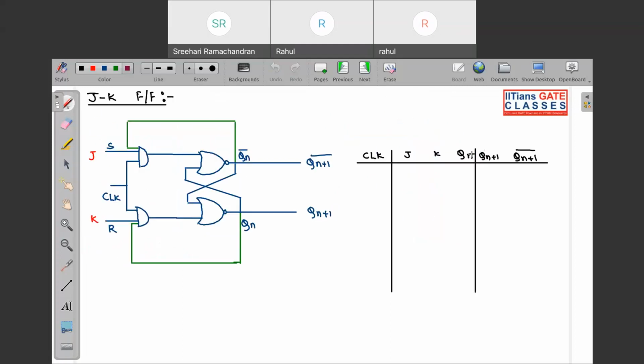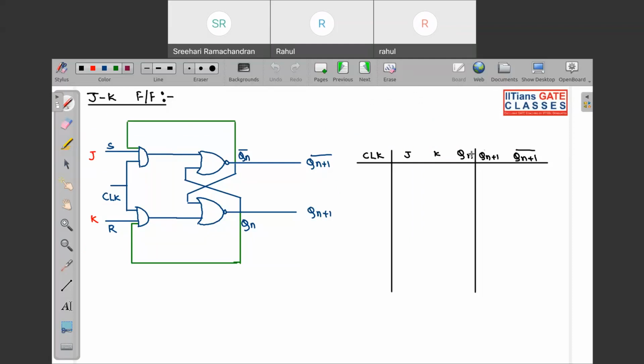The next concept is very important. It is your JK flip-flop. First of all, let us note, why do we use JK flip-flop? What is the necessity of JK flip-flop? Can you tell? To use the invalid state actually. Yes, very good. So we need to remove the invalid state.